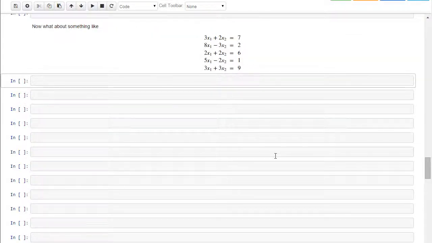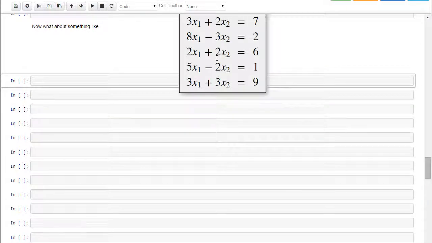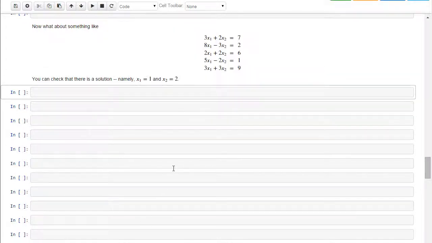Okay, we're looking at examples of the singular value decomposition, and I want to look now at an application to solving a system of equations. So we're looking at this system of equations, and if you'll notice, there's something interesting about that system of equations. And that is, there is a solution, and it's x1 equals 1 and x2 equals 2.